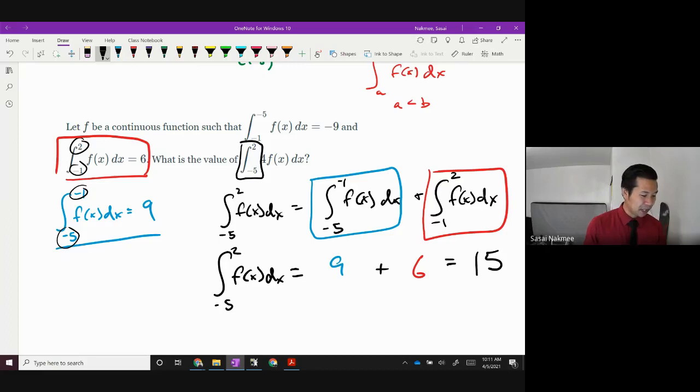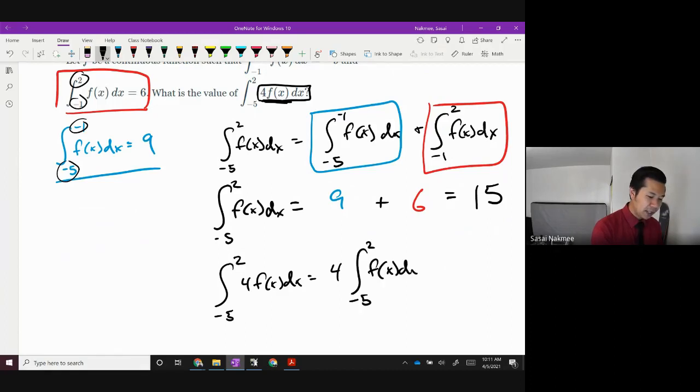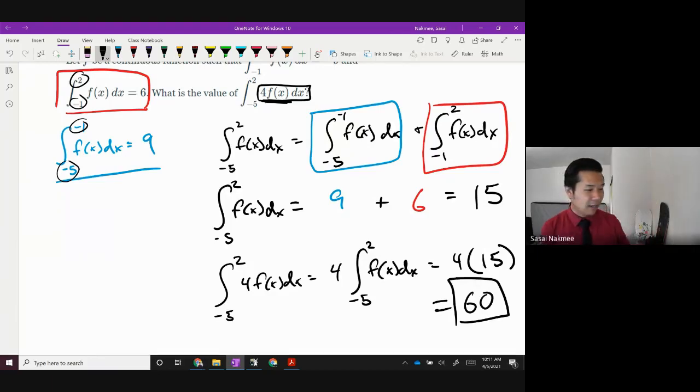I know that seems ridiculous, like you just did so much, but you're not done because they're not asking for the integral of just f of x. They're asking for 4 times that. Once you figure this out, the integral from -5 to 2 of 4 times f of x dx, another common property is that you just take the 4 out and multiply with it. So it will be 4 times the integral from -5 to 2 of f of x dx, which is just equal to 4 times 15. And this is going to equal 60. And that's it for this problem.